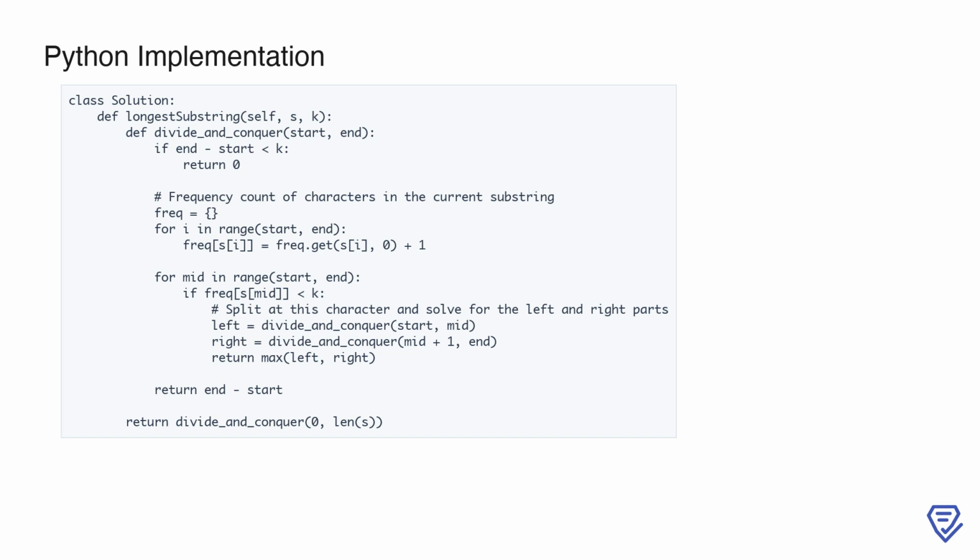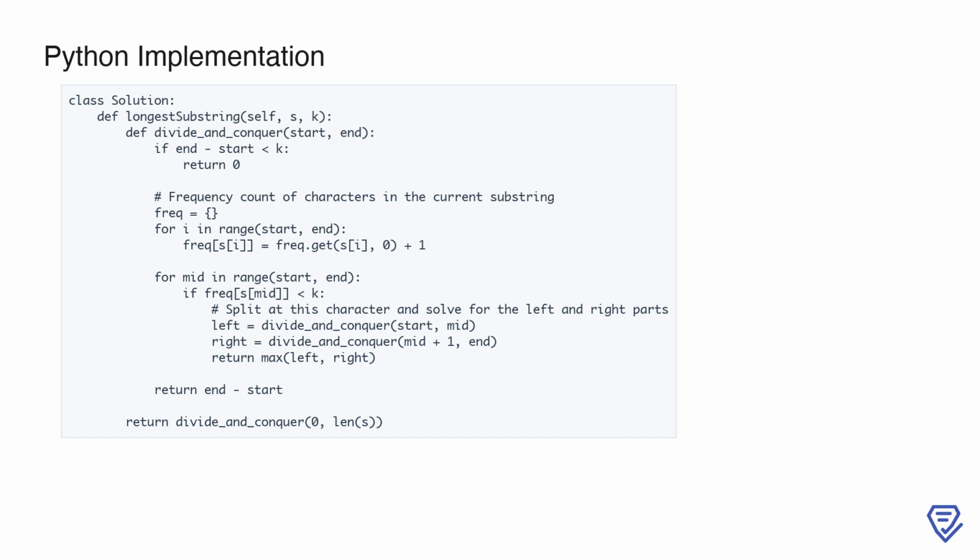First, a helper function divide_n_conquer is defined to recursively explore subproblems. The base condition checks if the current substring length is less than k. If so, it immediately returns 0 because no substring can satisfy the condition. Next, the function calculates the frequency of each character in the substring using a dictionary.